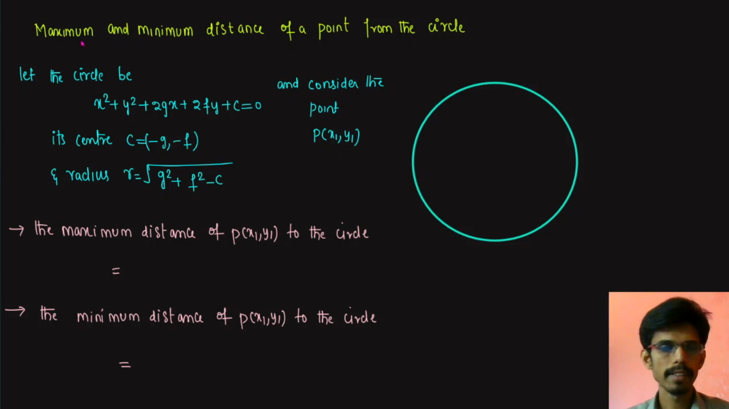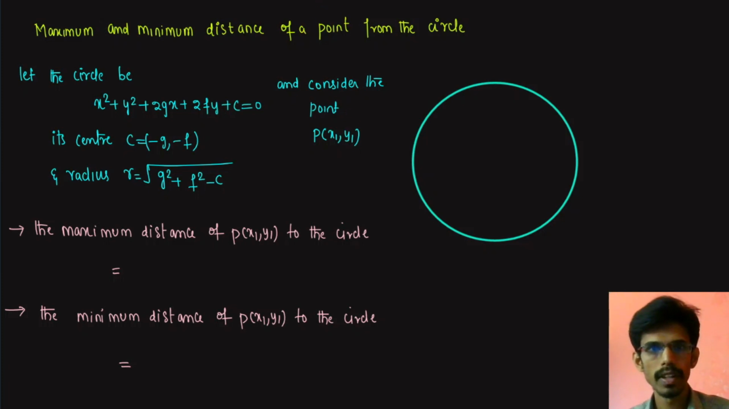Now let us see the maximum and minimum distance of a point from the circle. Let the equation of the circle be x square plus y square plus 2gx plus 2fy plus c equal to 0, and its center is minus g comma minus f, and radius r equal to root over g square plus f square minus c, and we are considering a point P of x1 comma y1 from where we are going to find the distance of the point from the circle.